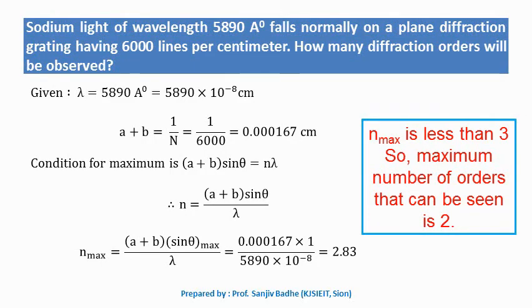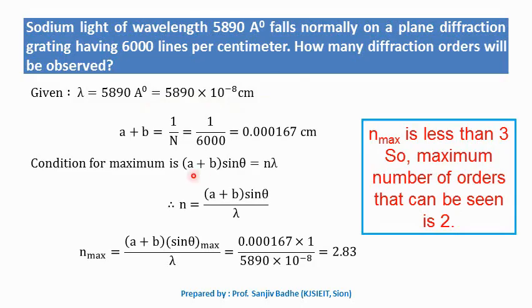This is a similar problem again, in which we will find out how many diffraction orders will be observed. Sodium light of wavelength 5890 angstroms falls normally on a plane diffraction grating having 6000 lines per centimeter. How many diffraction orders will be observed? So this is a straightforward problem. Here the number of lines are also given per centimeter. So A plus B can be written as 1 upon n, that is 0.000167 centimeters. Wavelength here is given as 5890 angstroms, that is 5890 into 10 raised to minus 8 centimeters.